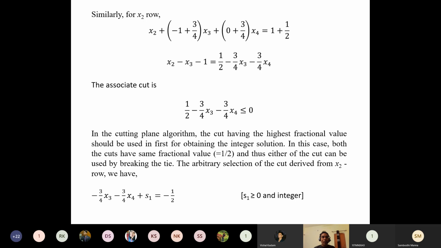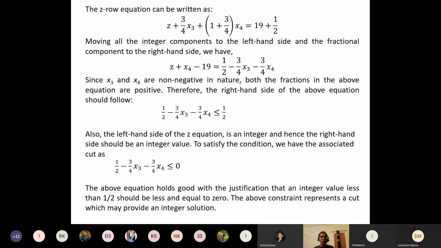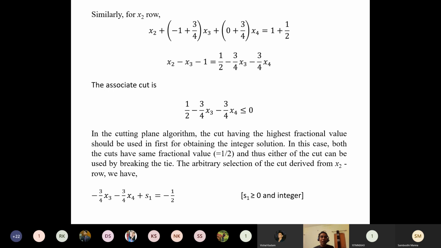Now see, in the cutting plane algorithm, the cut having the highest fractional value should be used first for obtaining the integer solution. In this case, both cuts have the same fractional value, equal to 1/2. In the x2 row the cut fractional value is 1/2, and in the Z row the fractional value is also 1/2. So if there is a tie, you can arbitrarily choose either one.